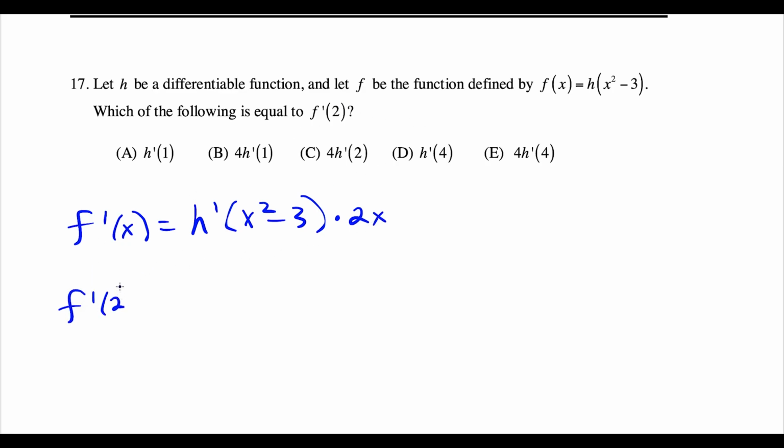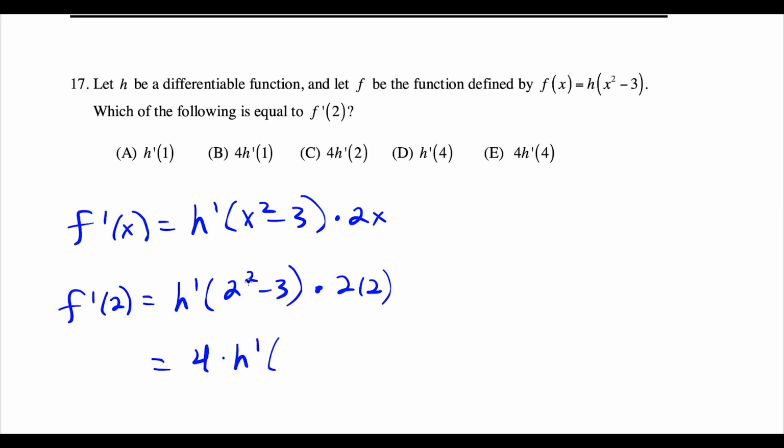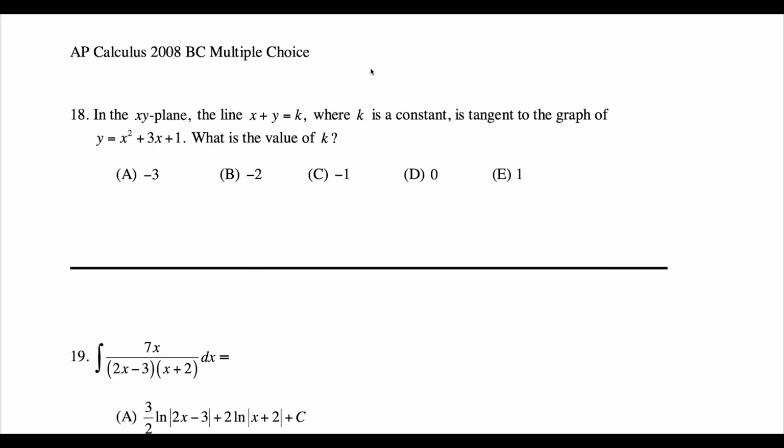You got f prime of 2 equals h prime of 2 squared minus 3 times 2 times 2, which is 4. So this is going to simplify to 4 times h prime of 2 squared, which is 4 minus 3, which is 1. 4h prime of 1 matches up with choice B. So this next question here is a little bit tricky.